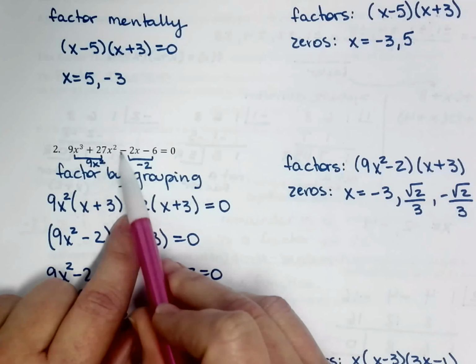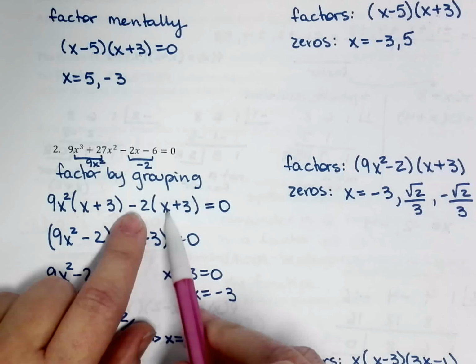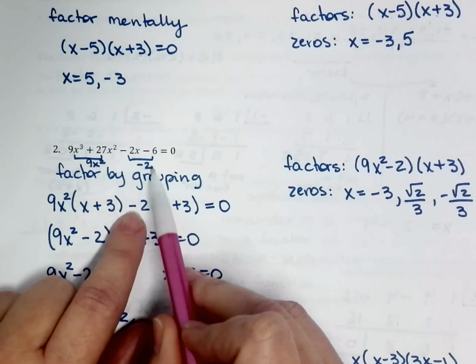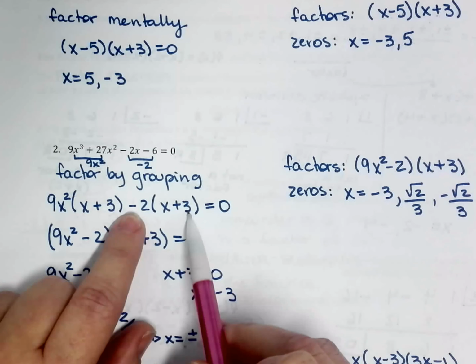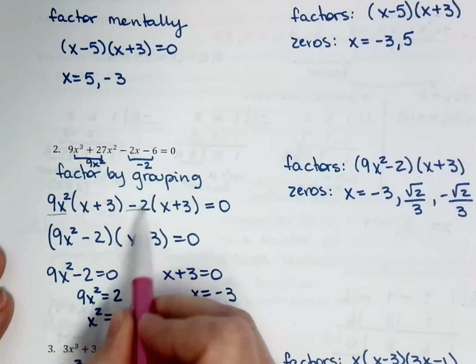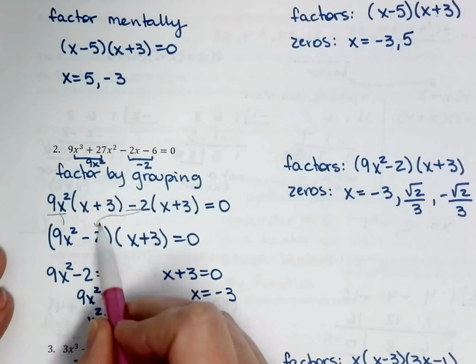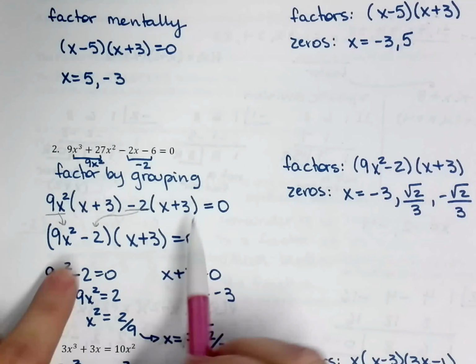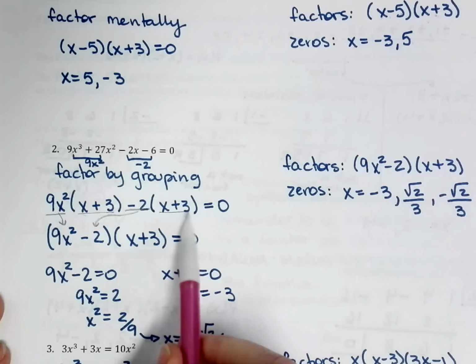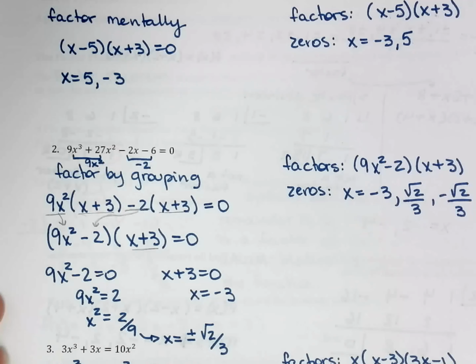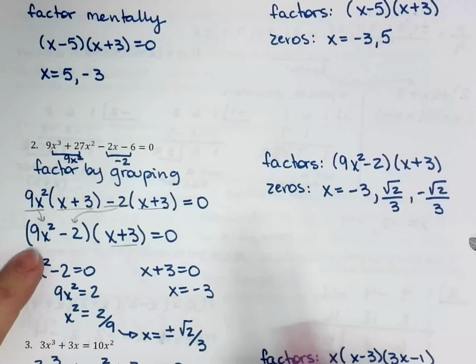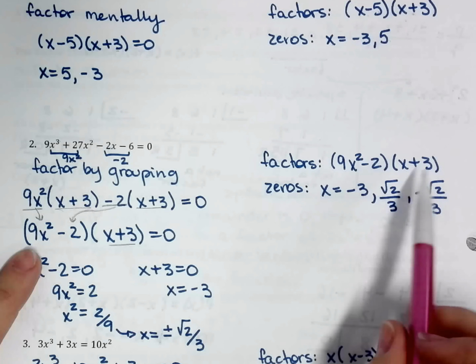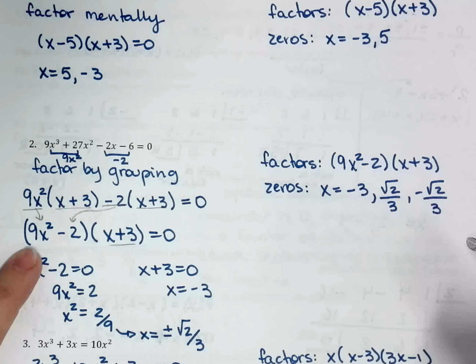And then you're going to do the same thing. -2x divided by -2, I get x. -6 divided by -2, you get 3. Now the two GCFs go together to make a term. That's the term, a factor. And then because this factor matches this factor, that's your factor right there. Okay, so at this point I have my two factors, 9x squared minus 2, x plus 3.